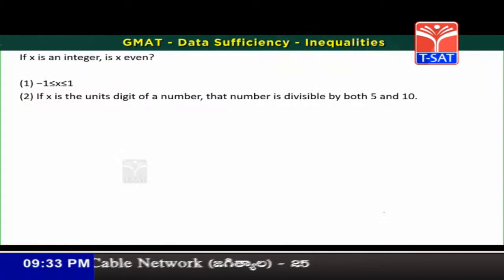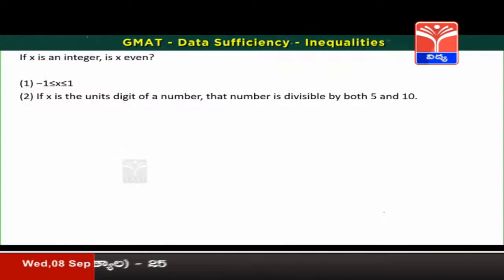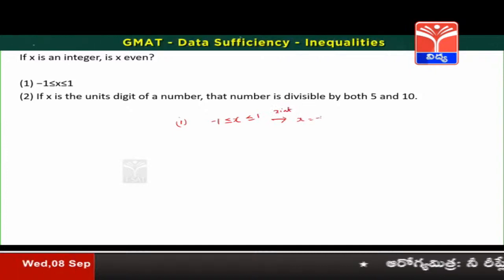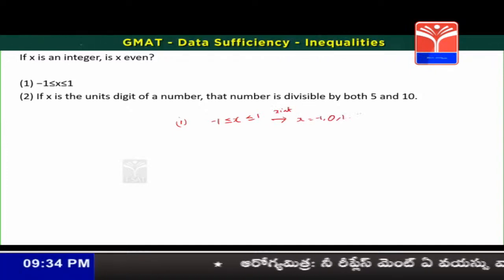Let us move to the next question now. If x is an integer, is x even? Statement 1: x is between minus 1 and plus 1 inclusive. So, x is greater than or equal to minus 1 and less than or equal to 1. The options for x being an integer are: x can be minus 1, it can be 0, or it can be 1.